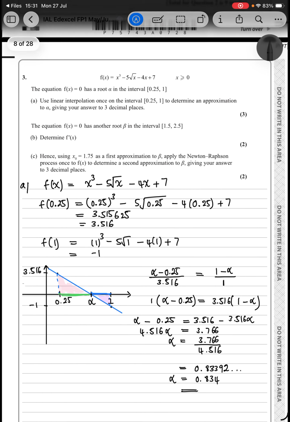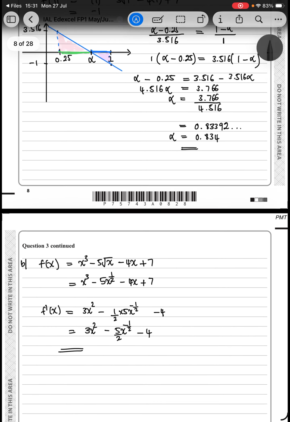But either way is fine, so I'll keep this as my final answer. Now moving on to part C. Hence, using x naught as 1.75 as the first approximation to beta, apply the Newton-Raphson process once to f(x) to determine a second approximation to beta, giving your answer to 3 decimal places.